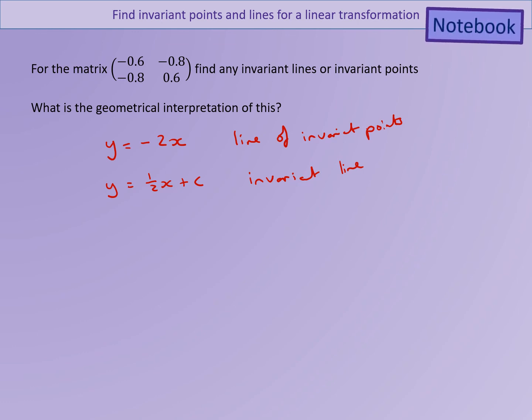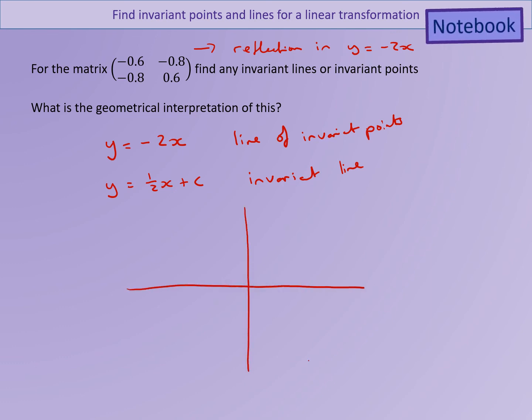And the question is, what is the geometrical interpretation of this? Well, you may recognise this, or you may be able to calculate this using the transformations that we looked at previously. This transformation is actually a reflection in the line y equals minus 2x. So if we just do a quick sketch of that, that's the line y equals minus 2x. You'll see that if you are doing a reflection in that line, any point along that line will indeed be invariant. It will stay in the same place.